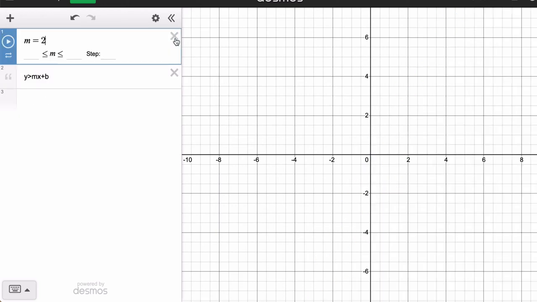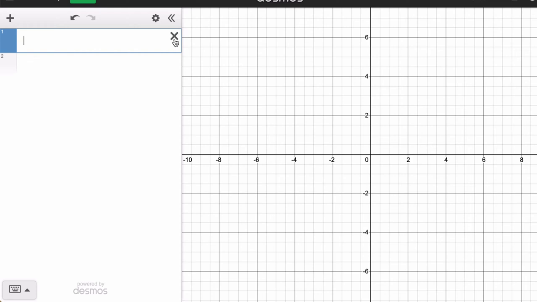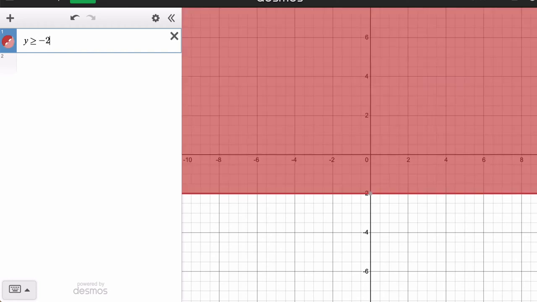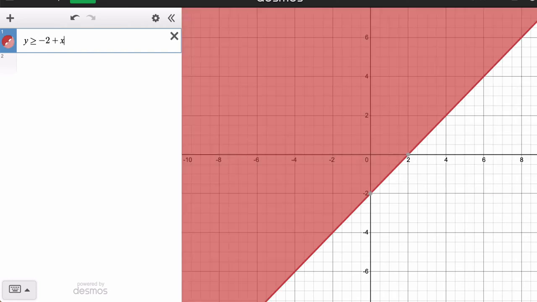With inequalities, what we start to do is we get a collection, systems of inequalities, we get a collection of these equations. So let's say y is greater than or equal to negative 2 plus x. Okay, there's one of them.